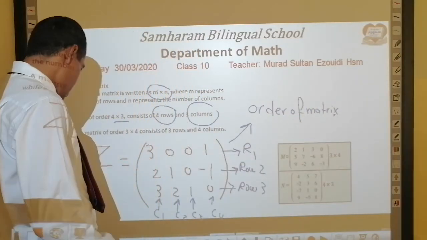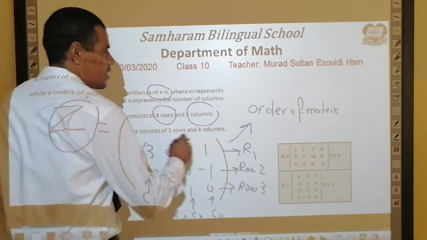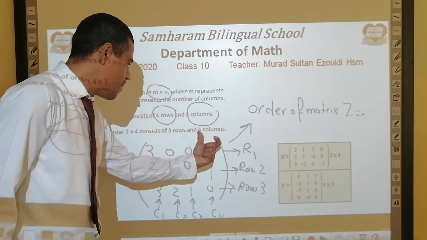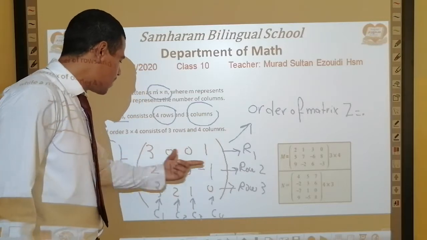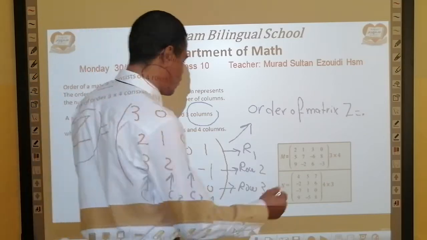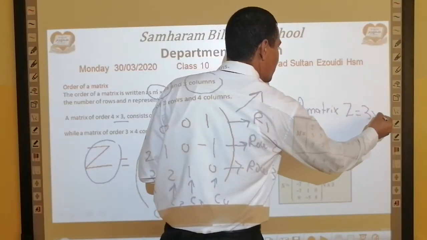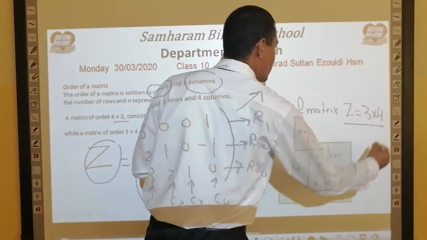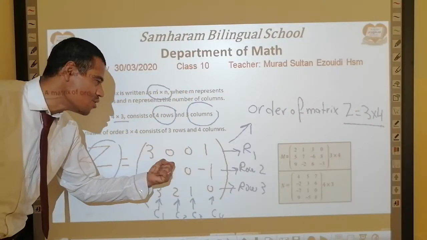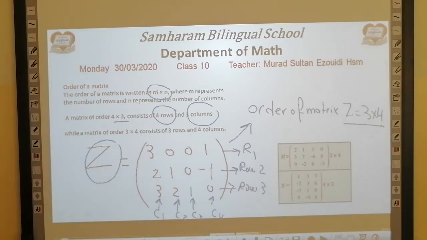Matrix. I label that Z, isn't it? Matrix Z is the product of the number of rows multiplied by what? Multiplied by the number of columns. So it will be 3 by 4. Okay? And this is not a square matrix. Why? Because the number of rows is not equal to the number of columns.